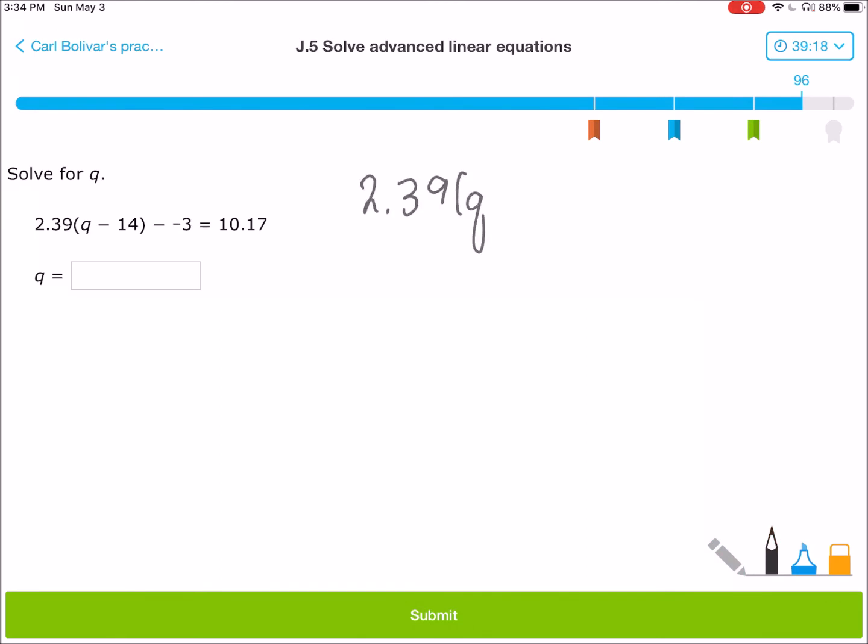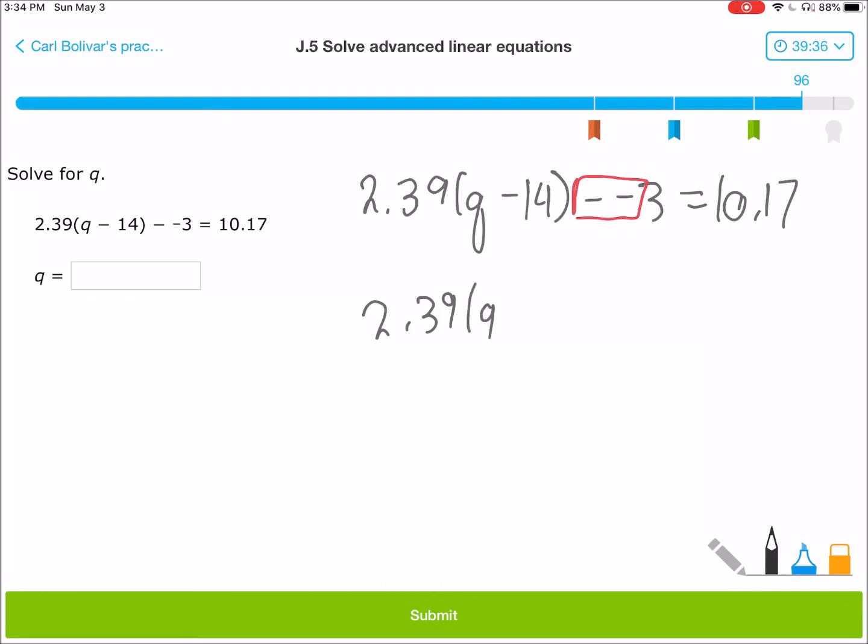2.39 times Q minus 14 minus 3 is equal to 10.17. So we have these signs here. Let's simplify those signs. So this will be 2.39 times Q minus 14, and those signs simplified will be a positive. So positive 3 is equal to 10.17.